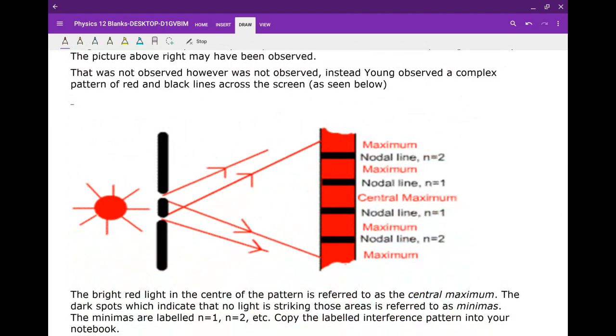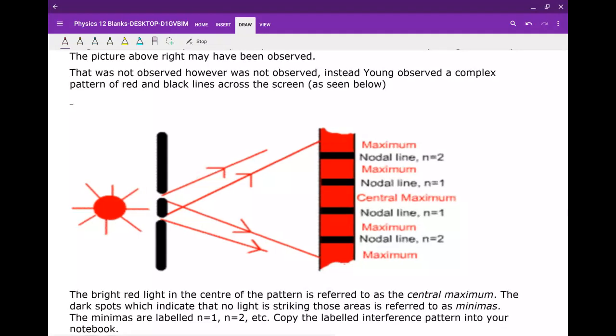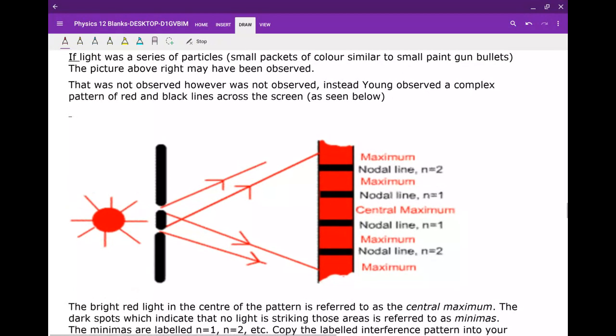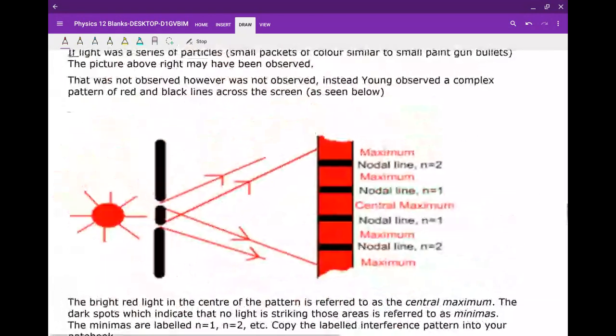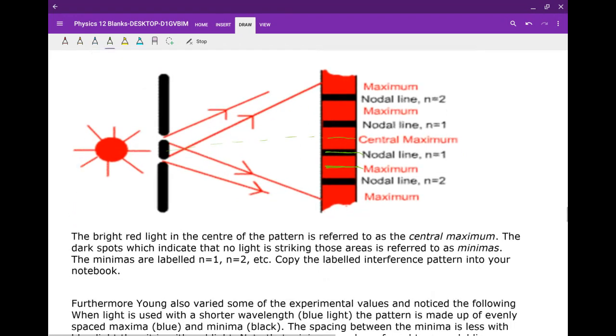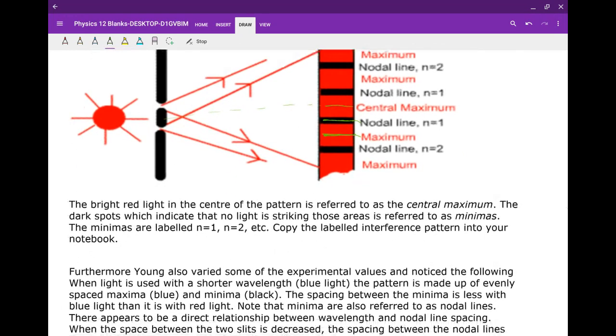You shine your light through here. You've got two slits, and what happens is you get dark spots and bright spots. Now, in terms of the vocabulary, the bright spots are oftentimes called maximums. That would be here, and the dark spots are called nodes. And then there's something called the central maximum, which occurs right across from the center of the two slits. Okay. All right, so you can read all of this stuff.